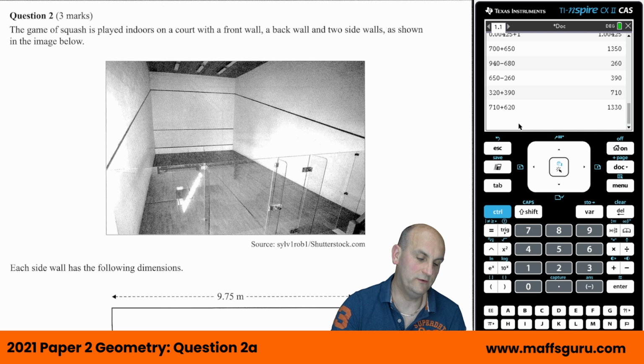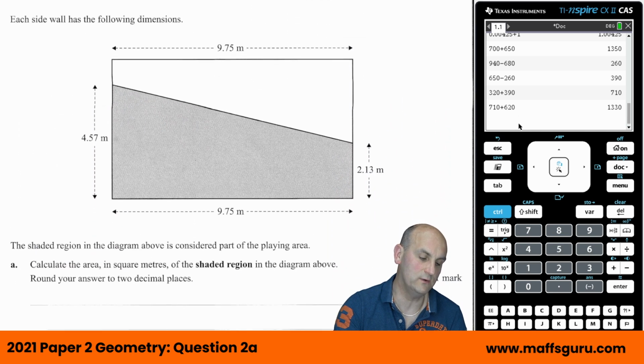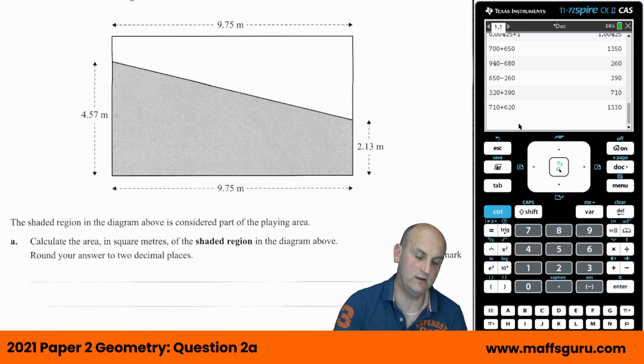The game of squash is played indoors in a court on a front wall. A back wall and 2 side walls are shown in the image below. Each side wall has the following dimensions. The shaded region in the diagram above is considered part of the playing area. Calculate the area of the shaded region.